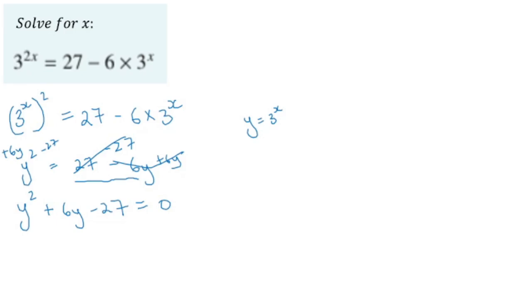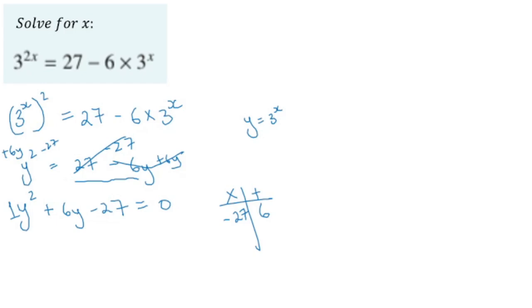So let's factorize this. Remember, when we factorize, we want to think of two numbers that multiply to the first number times the last number. So 1 times negative 27 is going to be negative 27. And we want them to add to the number before y. So that adds to 6.